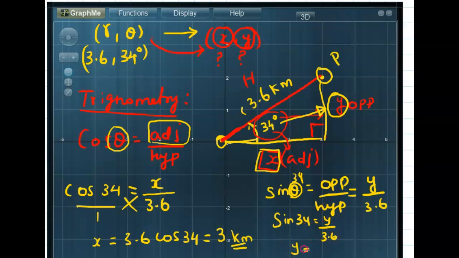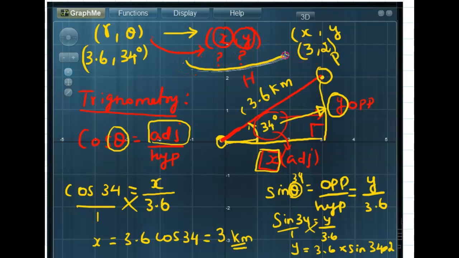So y is equal to, cross multiply, 3.6 multiplied by sine 34, which gives 2. So finally we found the x coordinate and y coordinate. The x coordinate is 3, the y coordinate is 2. Thus we have converted the polar coordinate system to the Cartesian coordinate system. So these are all the basic concepts here.